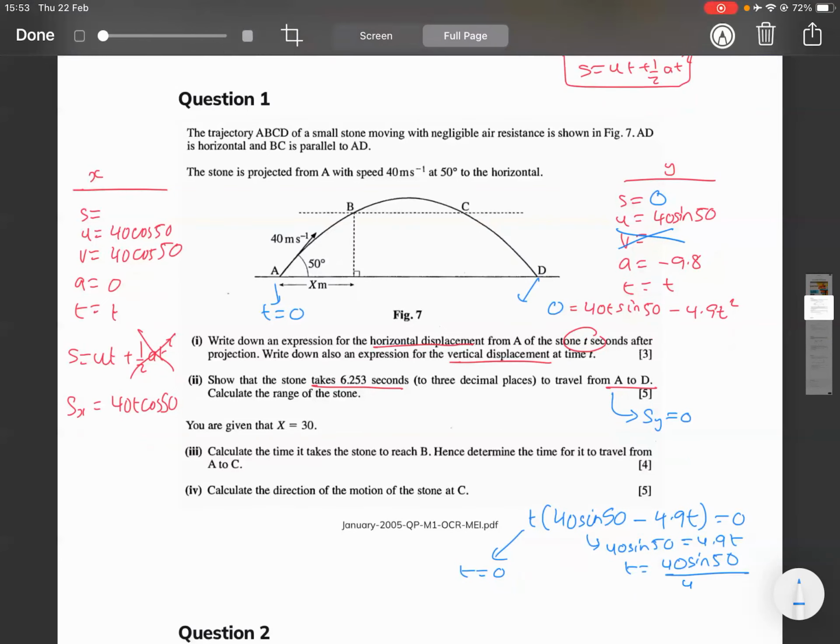But all this is not that important. The really important bit is to know that A to D is when the vertical displacement is 0. That's the key fact. And the rest of it is just suvats.